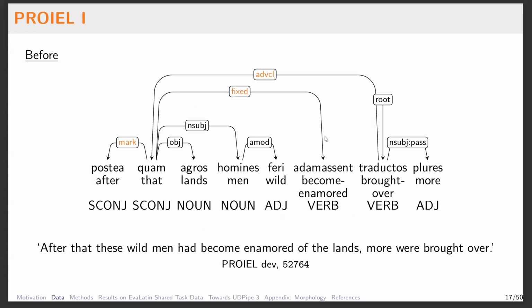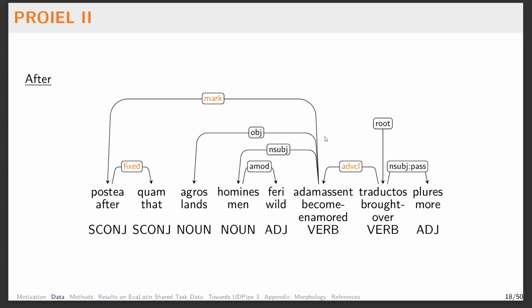So a couple of examples about Broil. This is something that has been changed. By looking at the data, it was clear that they dealt with this problem. And the problem concerns adverbial clauses. We have "poste aquam agros homines feria damassent", which means after that this wild man had become enamored of the lands. So adamassent is the head of the clause, of the adverbial clause, and it's supposed to be their head. However, here it's annotated as fixed and attached to quam, which is actually the mark of the clause. But now in Broil, this tree looks fine.